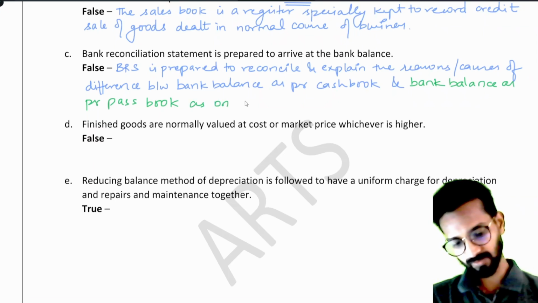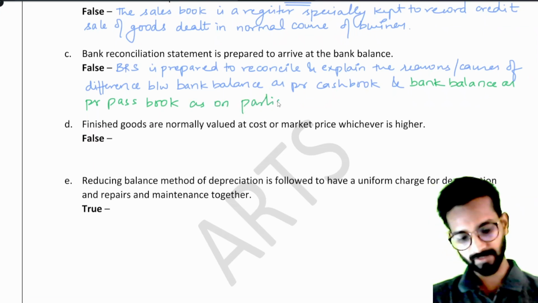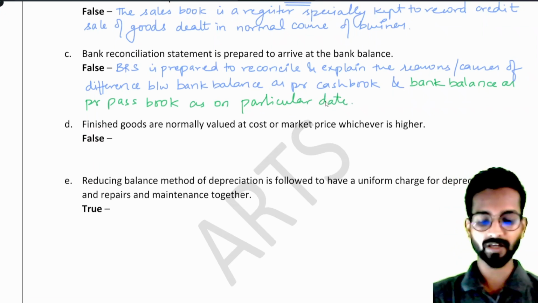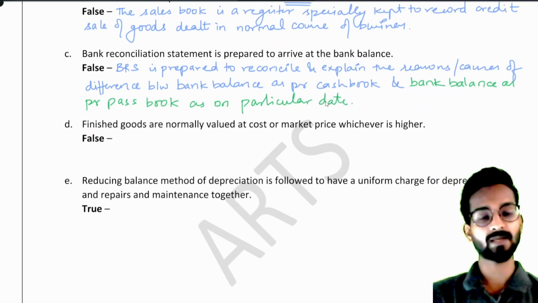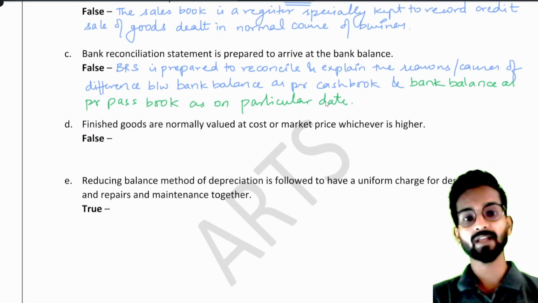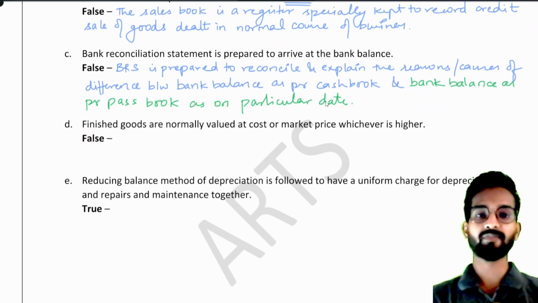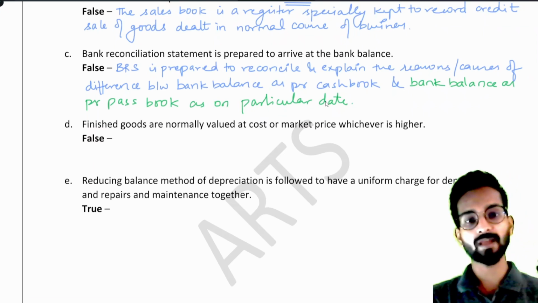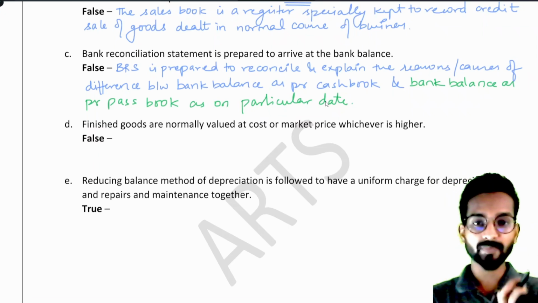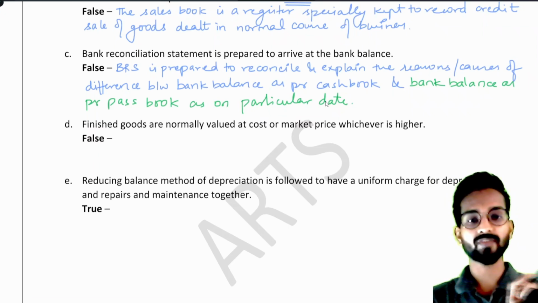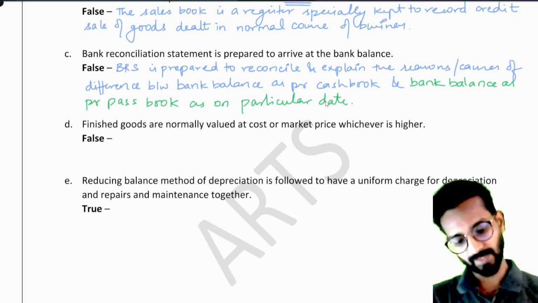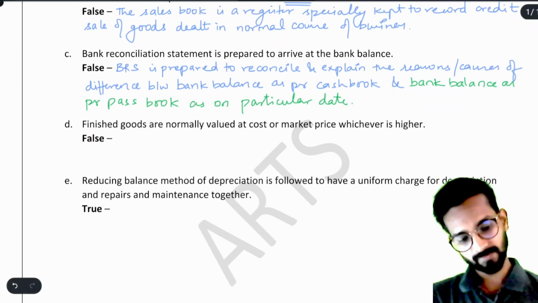as on particular date. What is the question saying? The question says we prepare BRS to arrive at bank balance. Absolutely not. We prepare BRS to know the reasons of the difference. According to me if my bank balance is 50,000, according to my bank manager or according to my bank statement suppose my balance is 45,000, so we are preparing BRS to understand the difference of that 5,000. Understood?